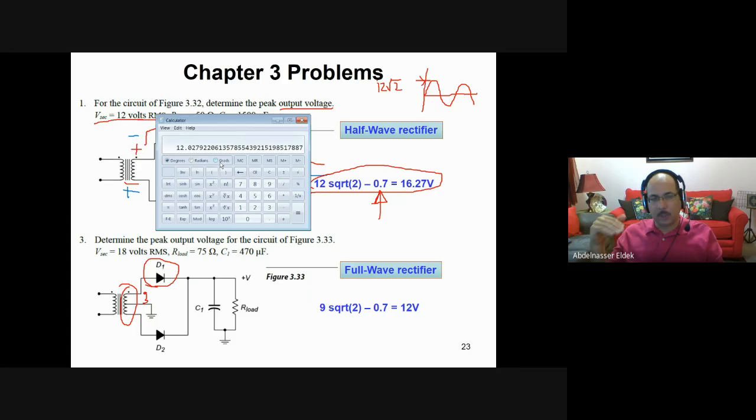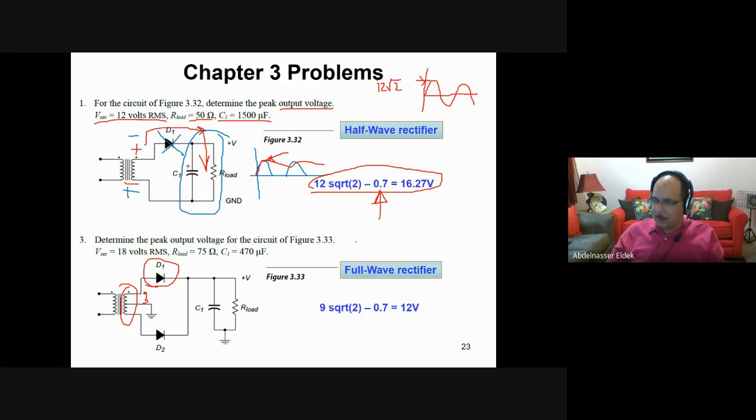So this is the voltage across the resistor, or the output voltage. So here, to determine the peak output voltage, first we have 18 square root of 2 divided by 2, and then subtract 0.7 volt.